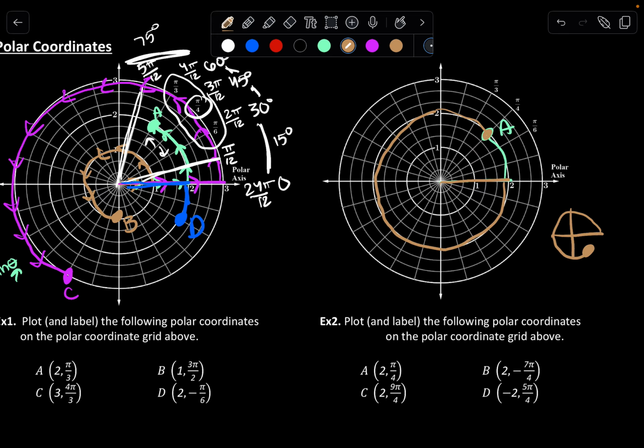C, I have 2, 9 pi over 4, so I'm going to travel 2, and it's a positive angle, 9 pi over 4. If I think about that, 2 pi in terms of a denominator of 4 is 8 pi over 4. So I'm going to open up a full rotation. And then I have 1 extra pi over 4 left.